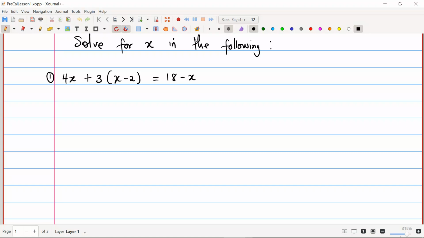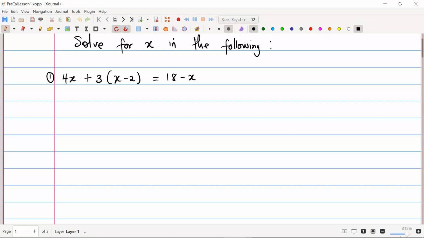All right, so I have some set of problems. It will contain all kinds of linear equations, any form of linear equation, the ones that have fractions in there, the ones that do not have fractions in there. Okay, so now let's solve this. Solve for x in the following. So the first problem we have is to solve for x in this problem.